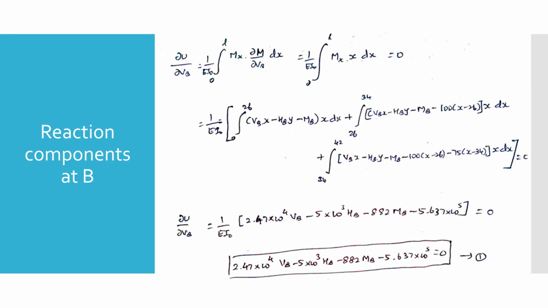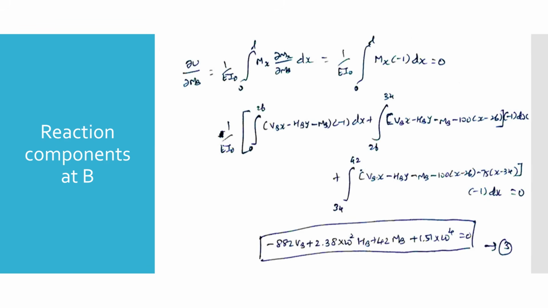Next, setting the partial derivative of total strain energy U with respect to horizontal thrust HB equal to 0 gives 1 over EI0 times the integral from 0 to 42 of Mx times minus y dx equal to 0. Substituting our elevation equation for y and integrating Mx times minus y across all three segments from 0 to 26, 26 to 34, and 34 to 42 meters, we arrive at our second governing equation: minus 5 times 10 cubed VB plus 1.81 times 10 cubed HB plus 2.38 times 10 squared MB plus 4.98 times 10 to the 4th equals 0.